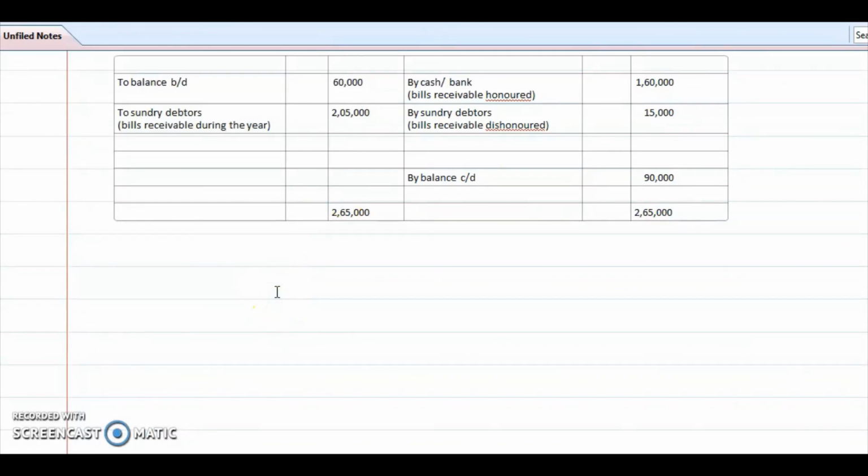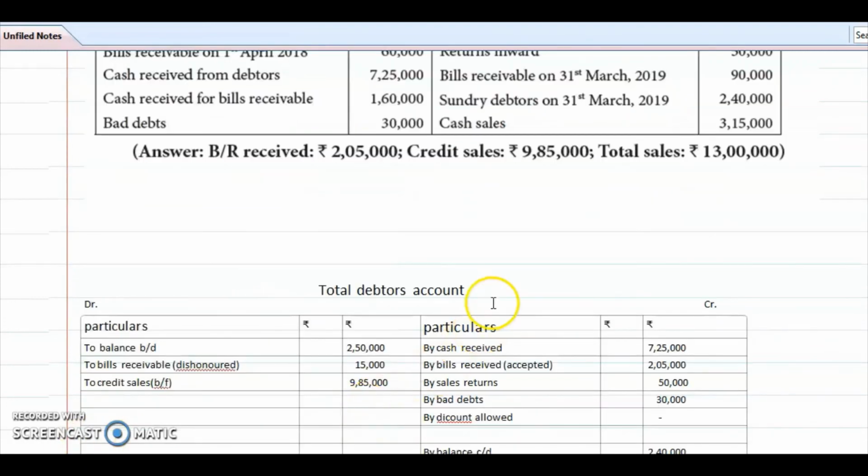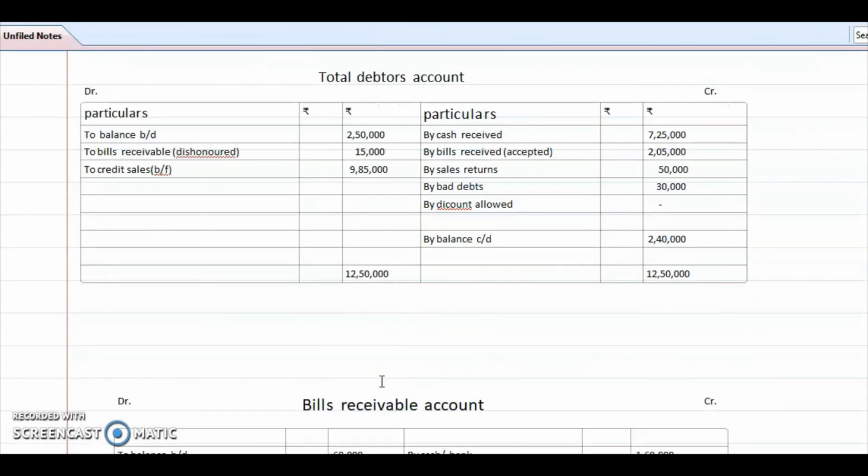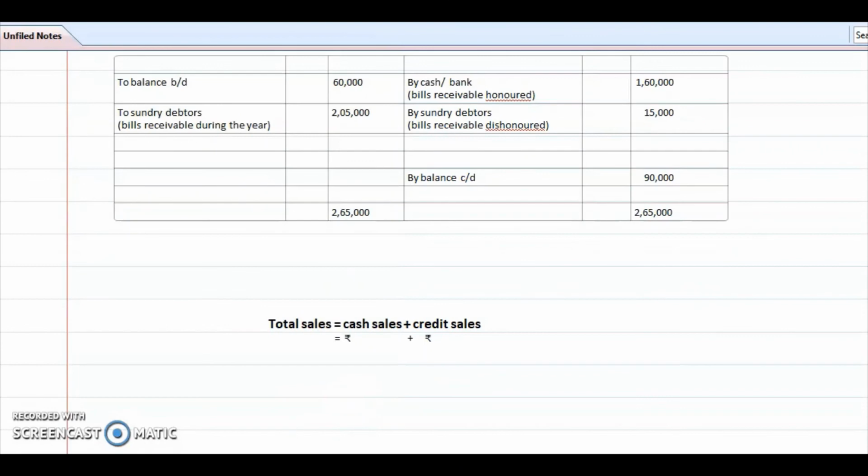So you know the formula of total sales. Total sales is equal to cash sales plus credit sales. Cash sales 3,15,000, credit sales we have found 9,85,000. If you add, you will get the total of 13 lakhs. I hope you understood the problem.